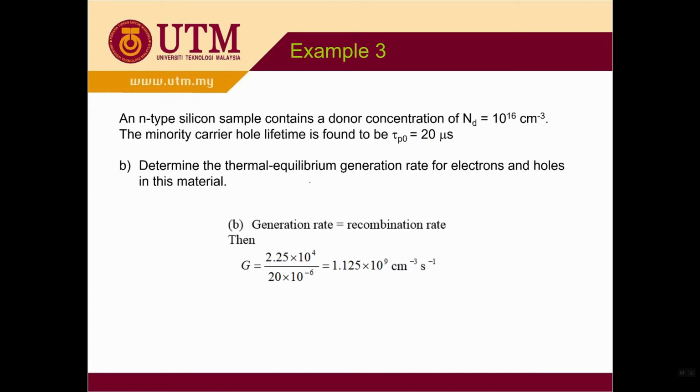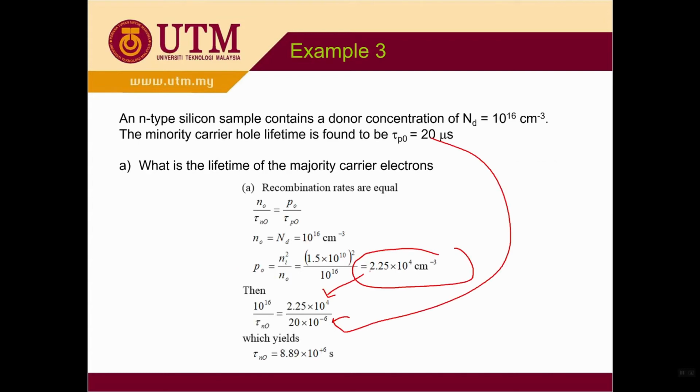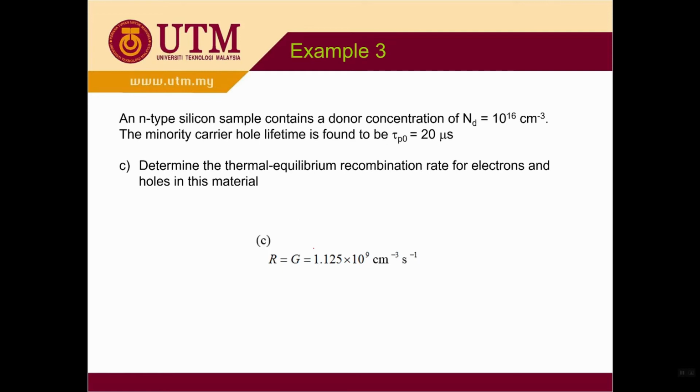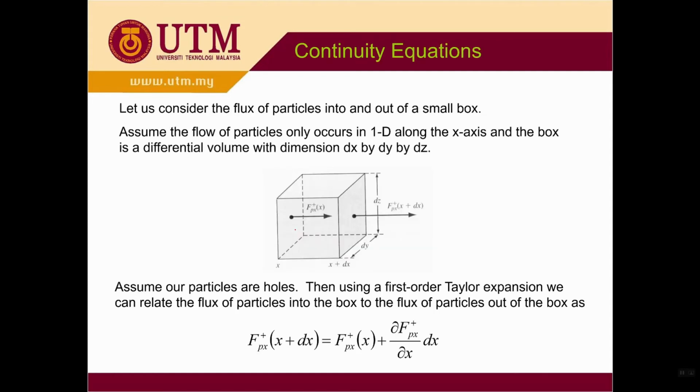Next one, generation rate equals recombination rate. What do you do? This one 2.25, you want to get and divide by 20. So this is 2.25 where you get this PO, so it's PO divided by TPO. It's the same, and the recombination rate is the same as well. Okay, fairly simple.